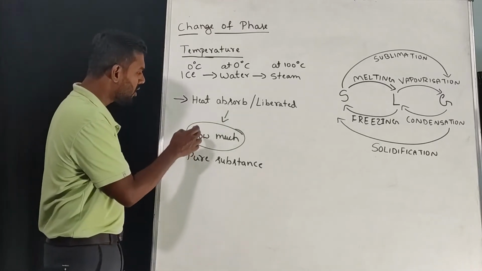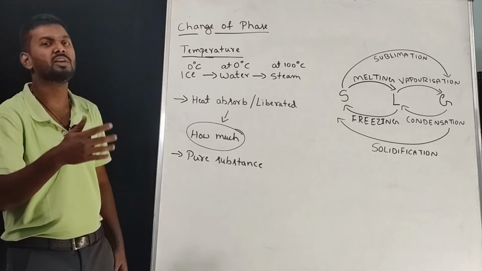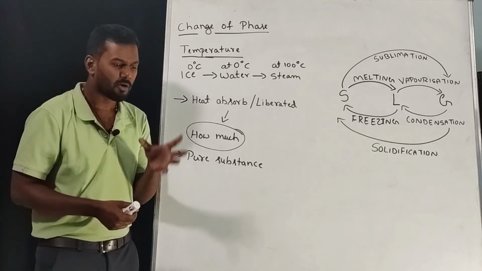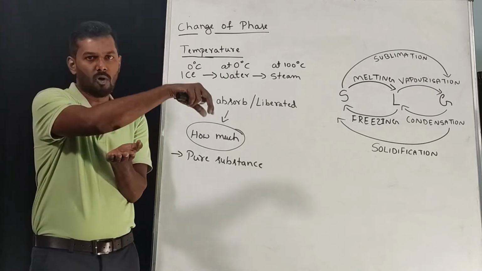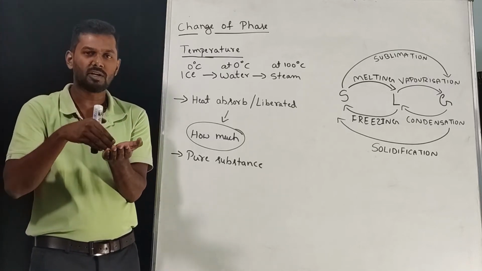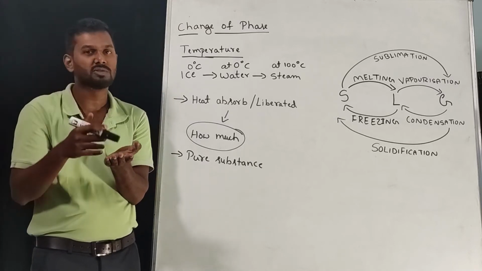Next, we'll talk about how much heat energy it will absorb and how much heat energy it will liberate. Very simple. Listen, first I have an ice. Now I want to convert this ice into water. Assume that while converting the ice into water, it will absorb 350 joules of energy.